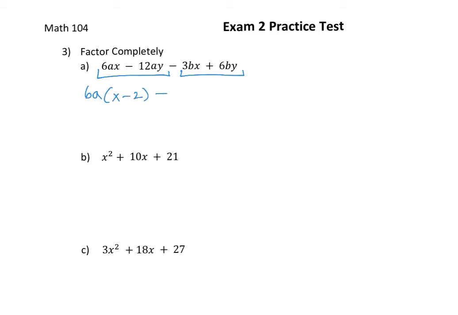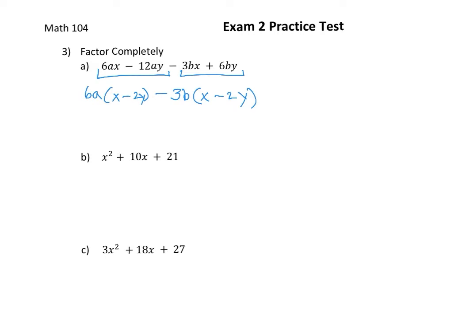On my second group, I have a common factor of negative 3b. Negative 3bx divided by negative 3b is x. Positive 6by divided by negative 3b is negative 2y. Sorry, I left the y off on my second part. Okay.